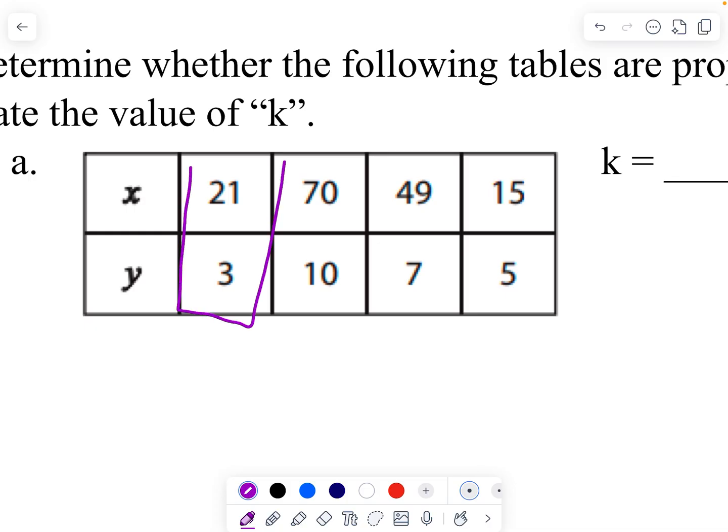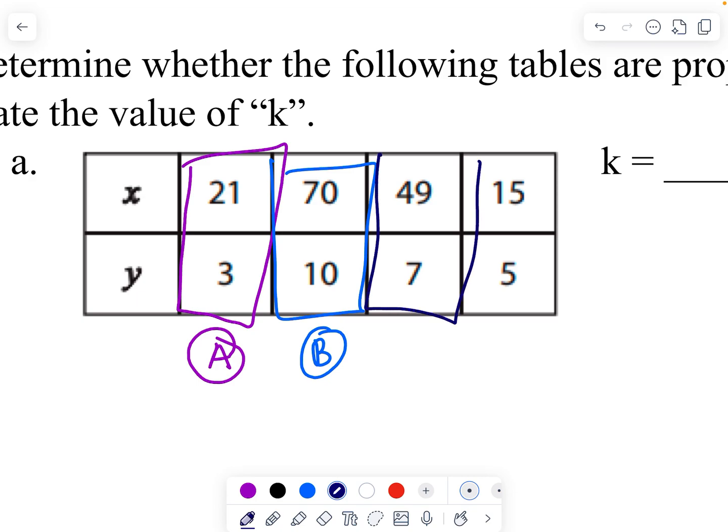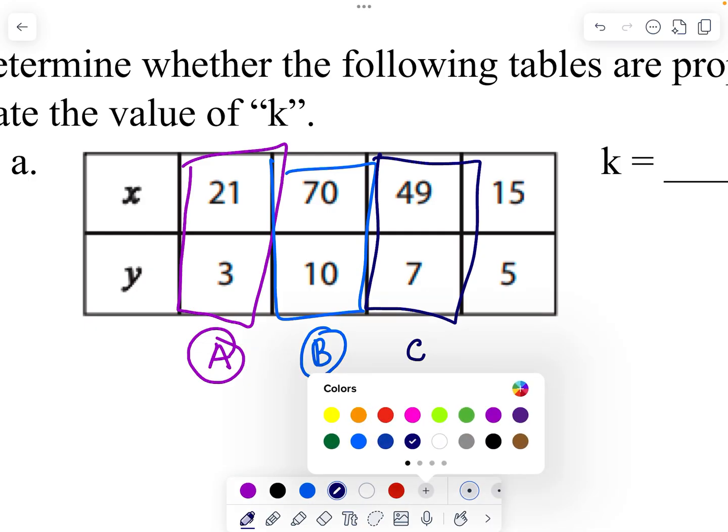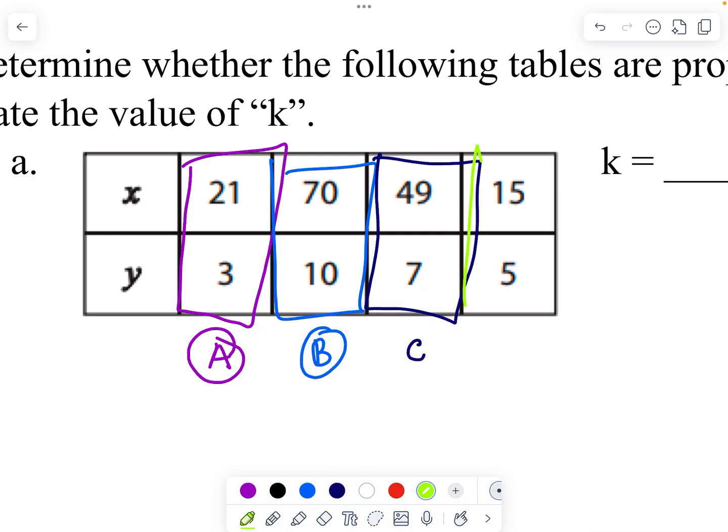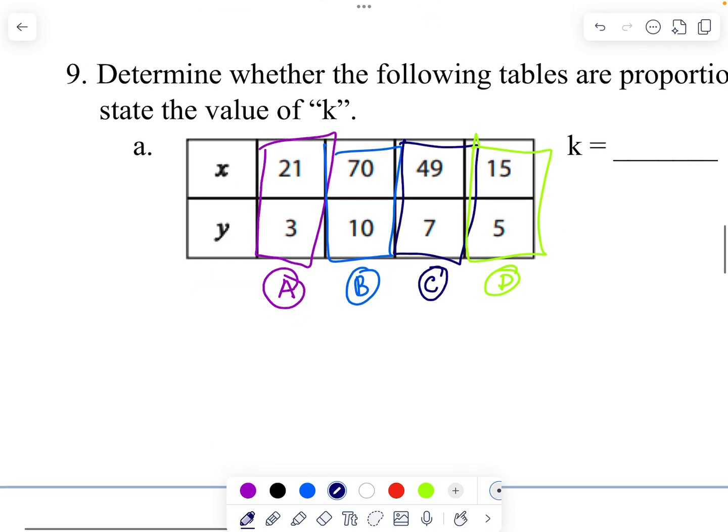This here is point A, we can call it, I'm just making up a name for now. We can make this one be point B. We can make this one be point C. And let's get another color in here. And this one could be point D. Again, I'm just calling them whatever, just so that we can see that there's 4 different points here.